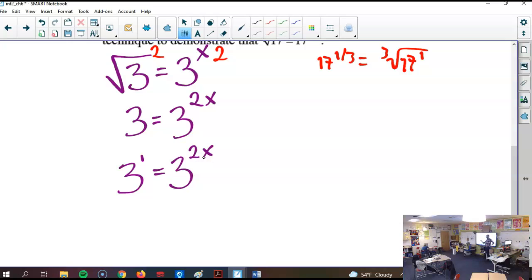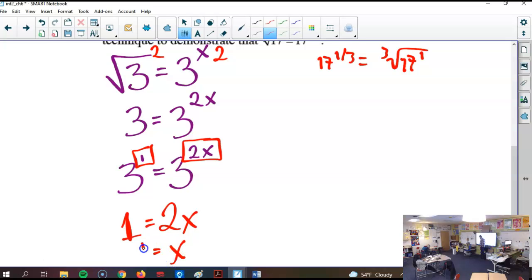So wait, why? Because two values with the same base that are equal to each other, their powers must be equal to each other, right? So same base, we can set these powers equal to each other. Now we can say 1 equals 2x. Divide each side by 2, and you get x must be 1/2. Yay! And then we prove you're wrong.